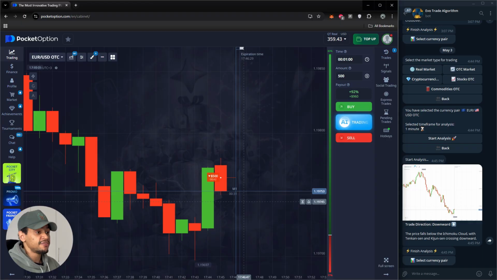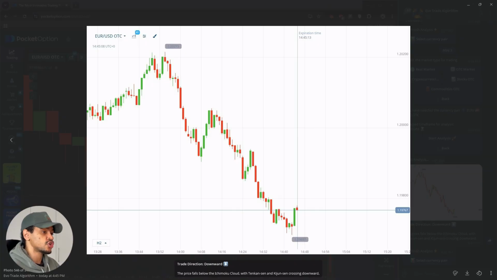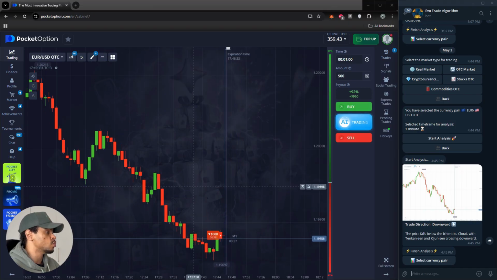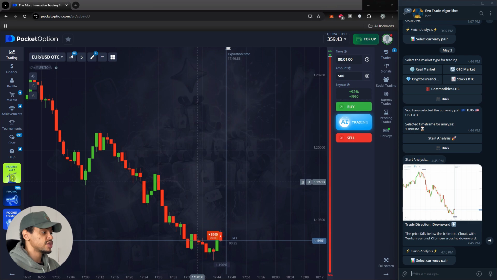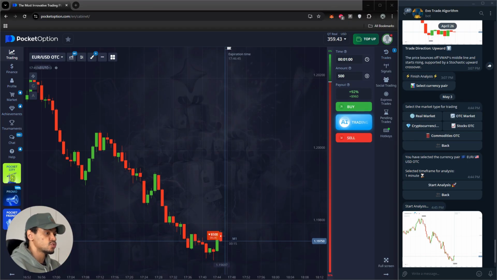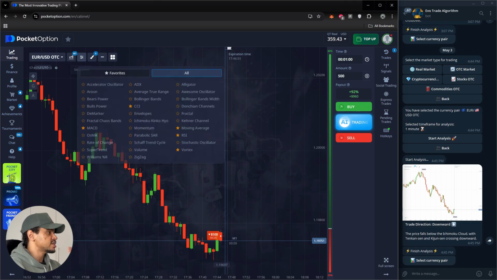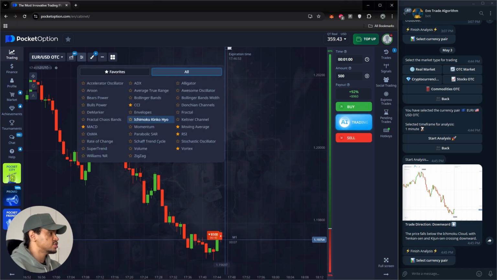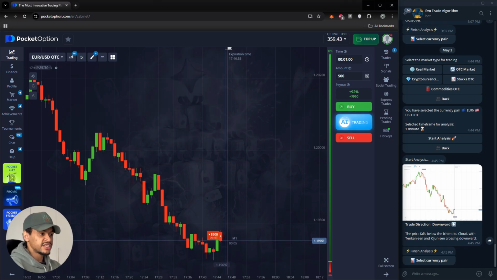So what we have here is full analysis. You can see the chart completely replicates one-to-one what's going on right here. When you're trading on 1 minute expiration time, the chart that the robot performs analysis on will be set to 1 minute as well. All the indicators that it uses for the analysis are also gonna be set to 1 minute. For this one, as you can see, we are using Ichimoku Cloud. So right there you have the analysis.